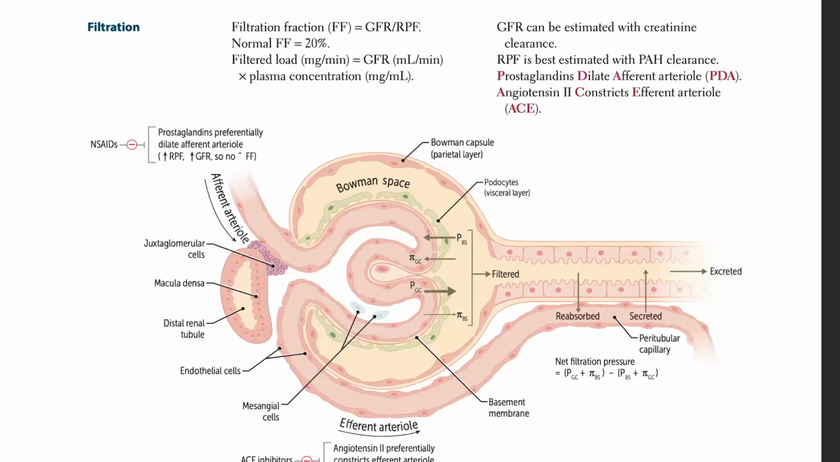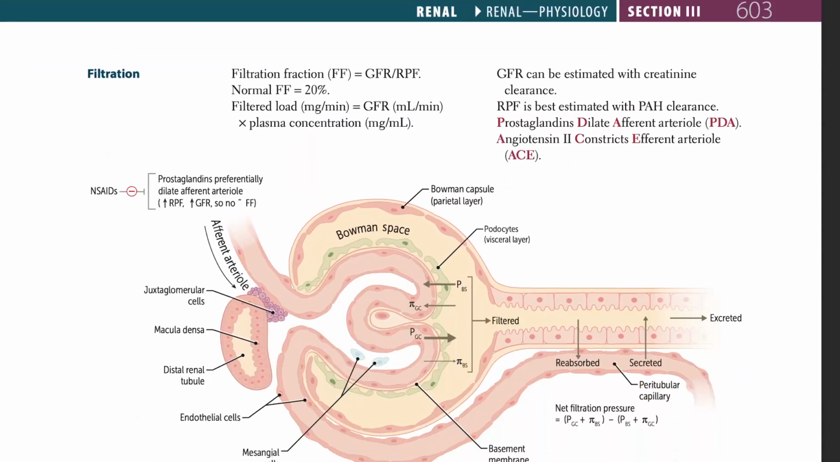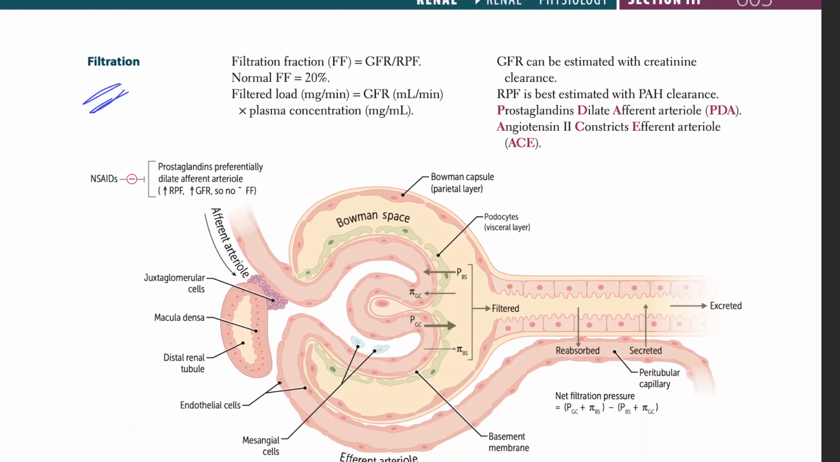Okay, let's talk about filtration. What is filtration in kidneys? Well, we have the filtration fraction, which equals GFR divided by the renal plasma flow. Normal filtration fraction is about 20%.